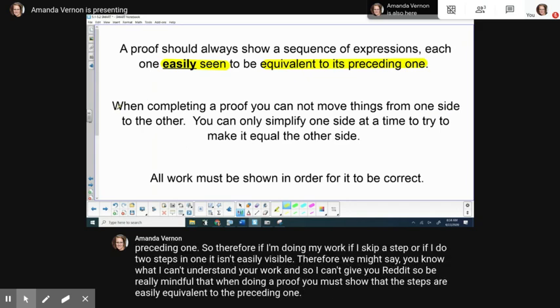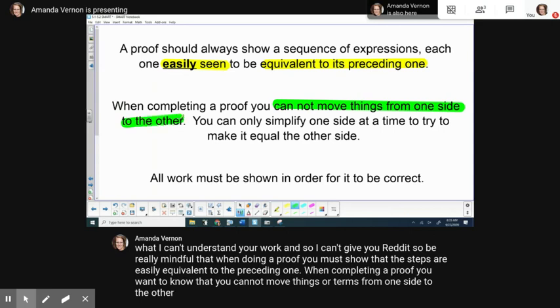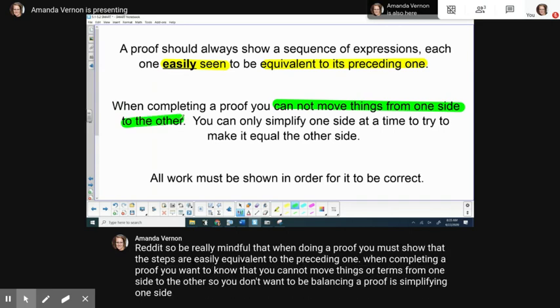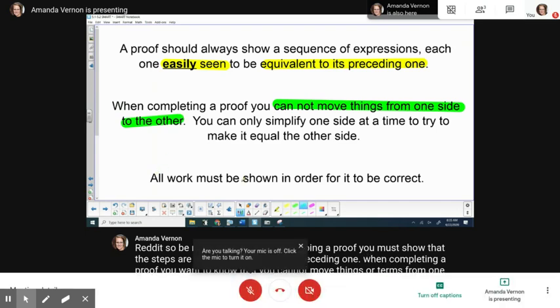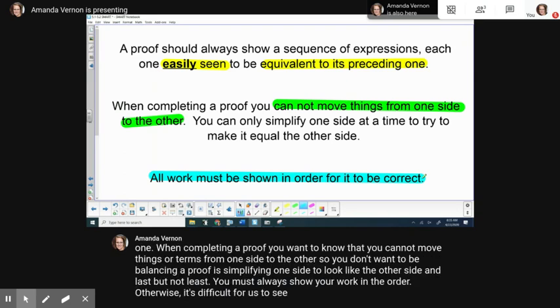When completing a proof, you want to know that you cannot move things or terms from one side to the other. So you don't want to be balancing. A proof is simplifying one side to look like the other side. And last but not least, you must always show your work in order. Otherwise, it's difficult for us to see what is going on in the process.